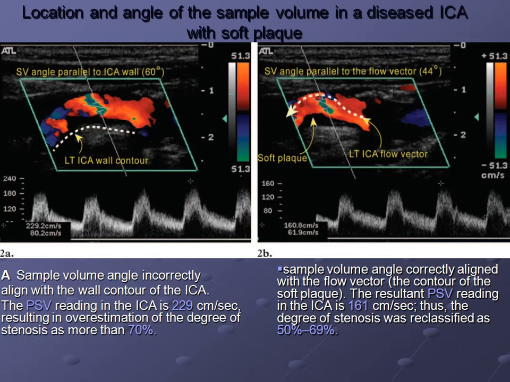A clue to that: if you measure the percentage of the stenosis and you see, for example, 70% stenosis, while you see the post-stenotic velocity is greatly increased, it doesn't fit with the 70% stenosis, then you might think that there is something wrong with your measurement, okay?